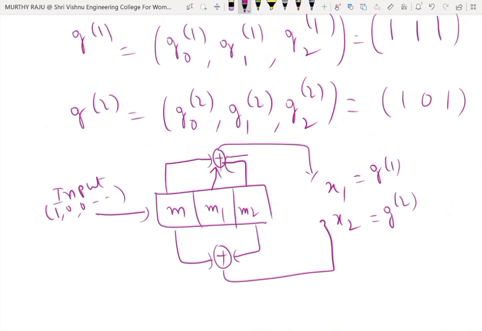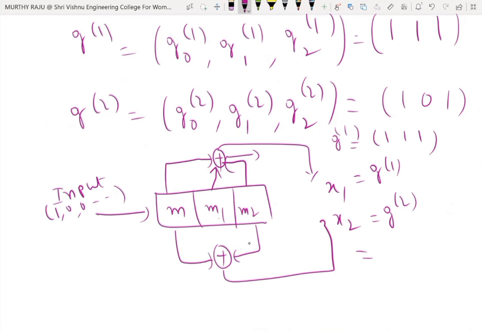Consider the first modulo 2 adder. The M bit, M1 bit and M2 bit, these 3 bits are connected to the first modulo 2 adder. Therefore, whenever a connection is there, that value is 1: 1, 1, 1.